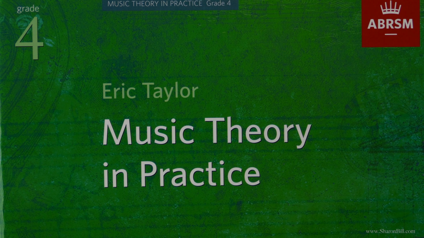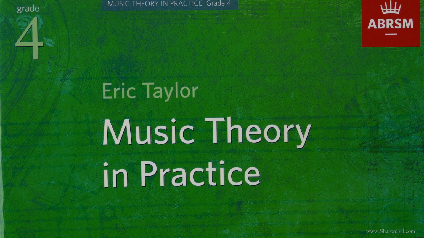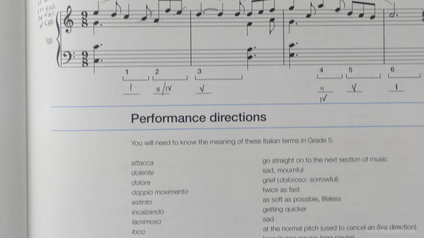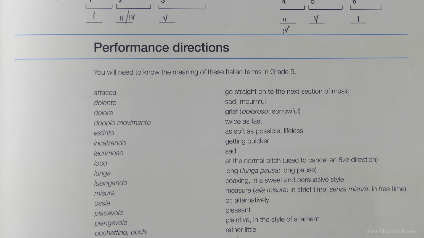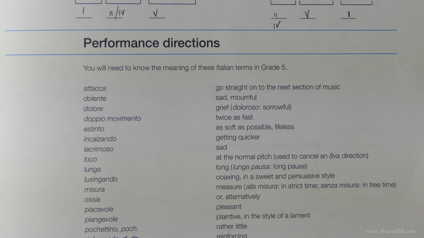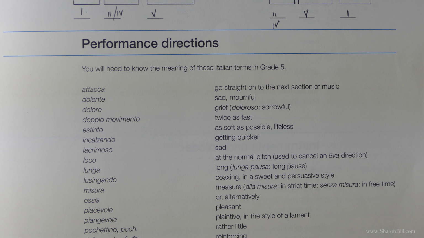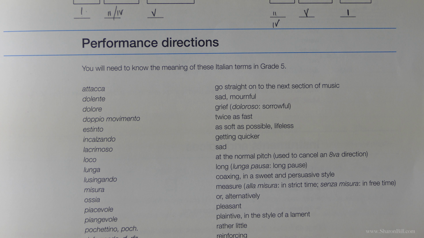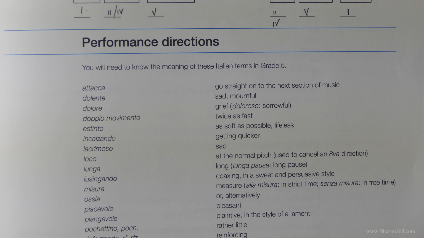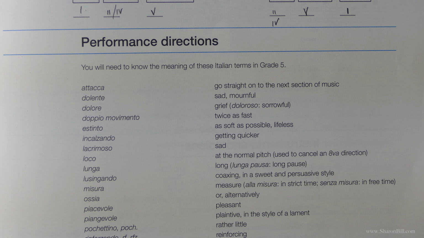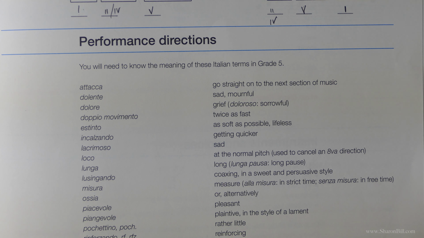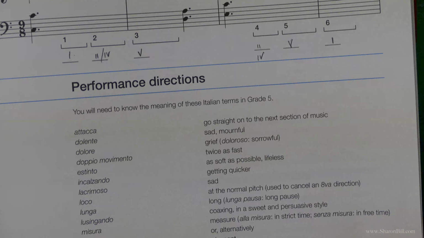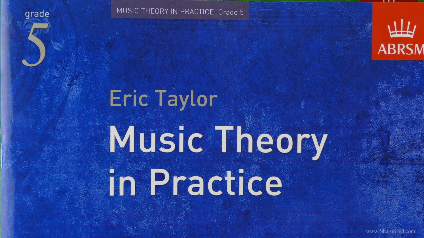If we just jump to the back of the book to the performance directions, these musical terms and performance directions will now be presented to you in multiple choice format. Bear in mind again that these are all of grades 1, 2, 3, 4 and 5 performance directions. It's French and German as well as Italian, so there's quite a lot there. However, these will now be presented to you in multiple choice format. So just be aware of those little changes.